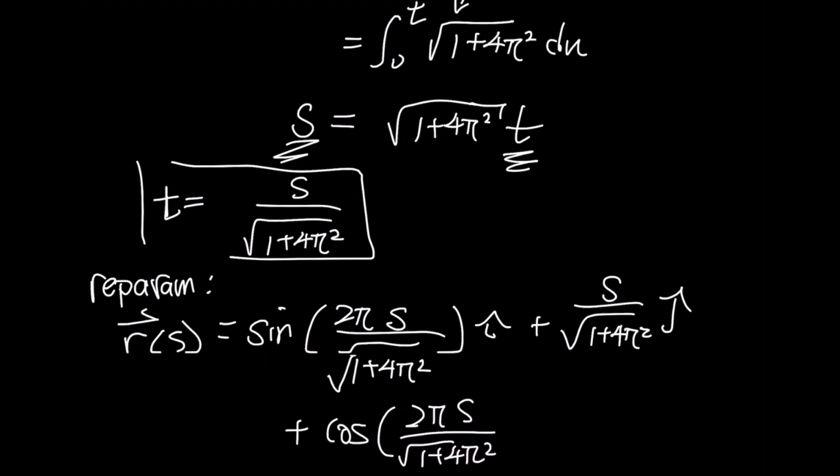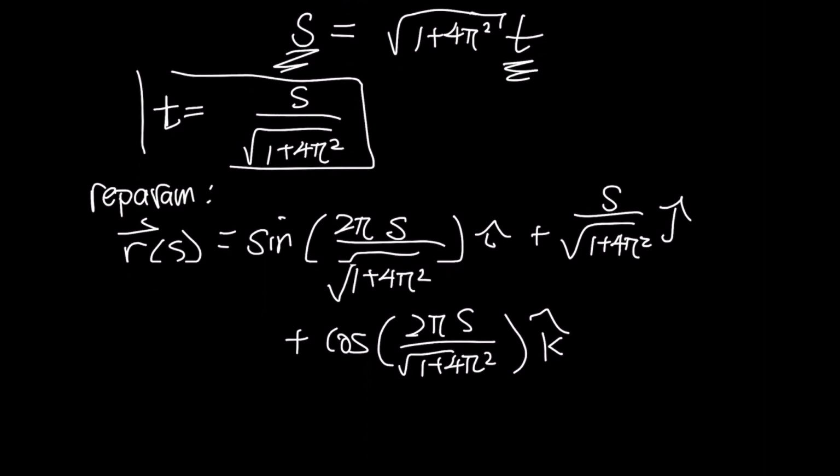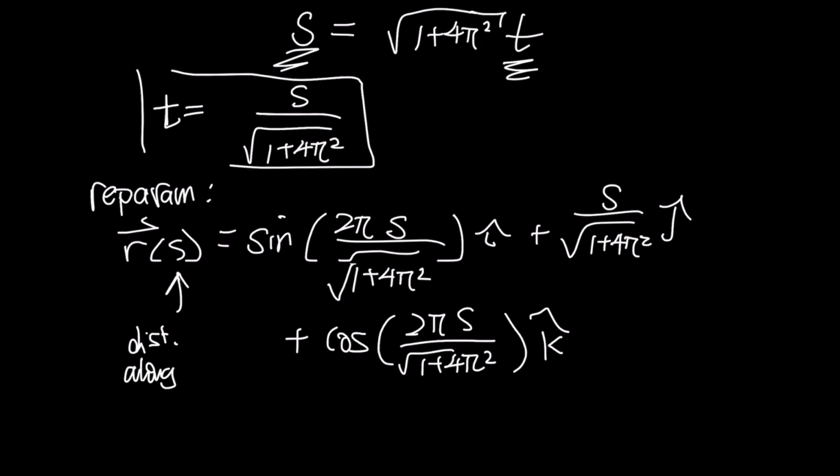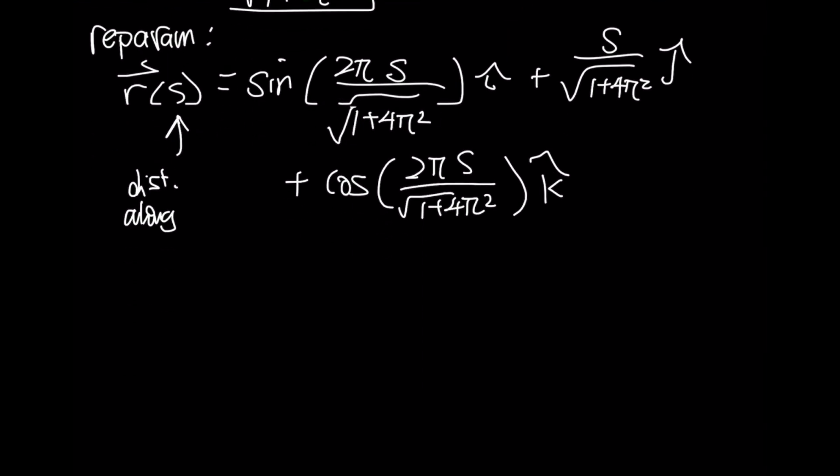So I have successfully re-parameterized this curve. The input variable is distance along the curve. You tell me how far I've walked along the curve, I will tell you where you are in R3 on the curve. So why do we care about arc length parameterization?